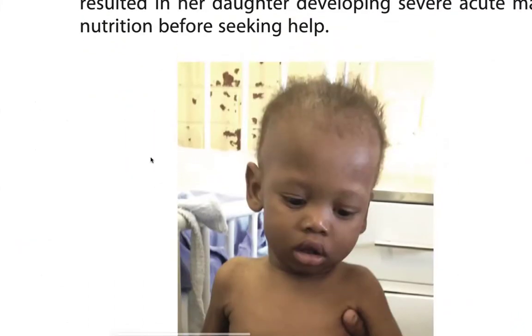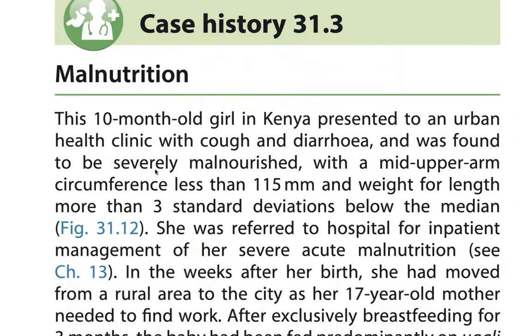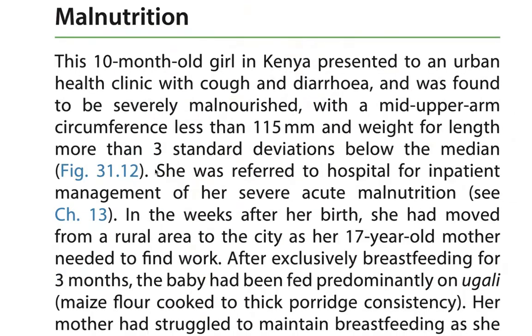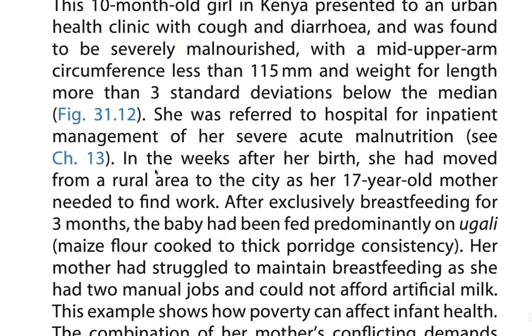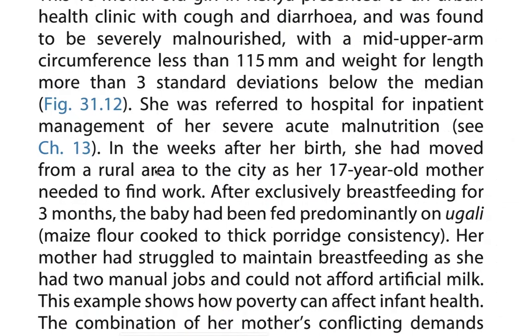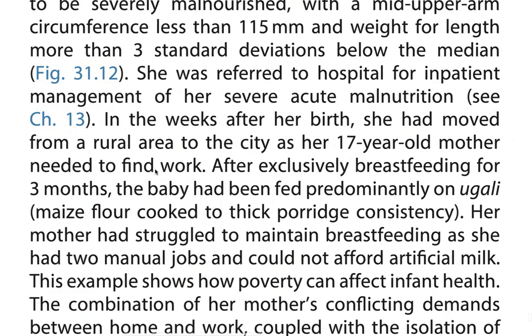This is a case presentation. A child in Kenya presented to a clinic with cough and diarrhea and was found to have a mid-upper arm circumference of 115 mm and weight for length more than 3 standard deviations below the median. She was referred to hospital with severe acute malnutrition.